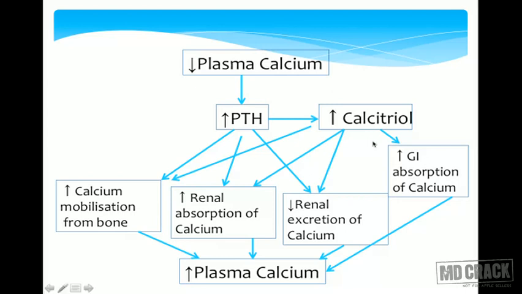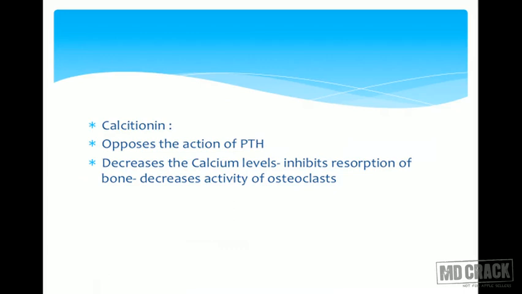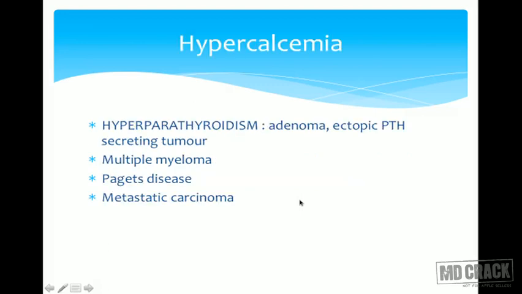So what is the role of calcitonin in this? Calcitonin actually opposes the action of PTH. It is secreted by the thyroid gland rather than the parathyroid gland. So calcitonin opposes the action of PTH, it decreases the calcium level, inhibits resorption of bone and decreases the activity of osteoclasts.